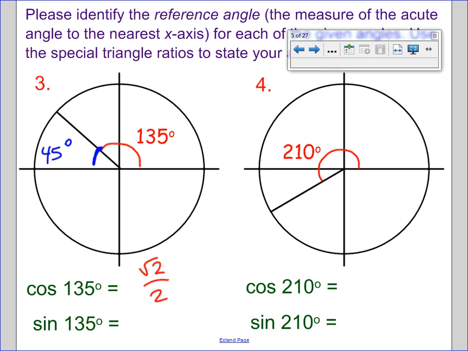Is cosine connected to the x or the y coordinate of any point? Is cosine connected to the x or the y coordinate? Hans? To the x coordinate. Now, is our x coordinate positive or negative in quadrant 2? Jacob? Positive. X coordinates are positive? Negative. Therefore, my cosine value must be negative. And that's why we get negative root 2 over 2. Good job. Thank you, guys.